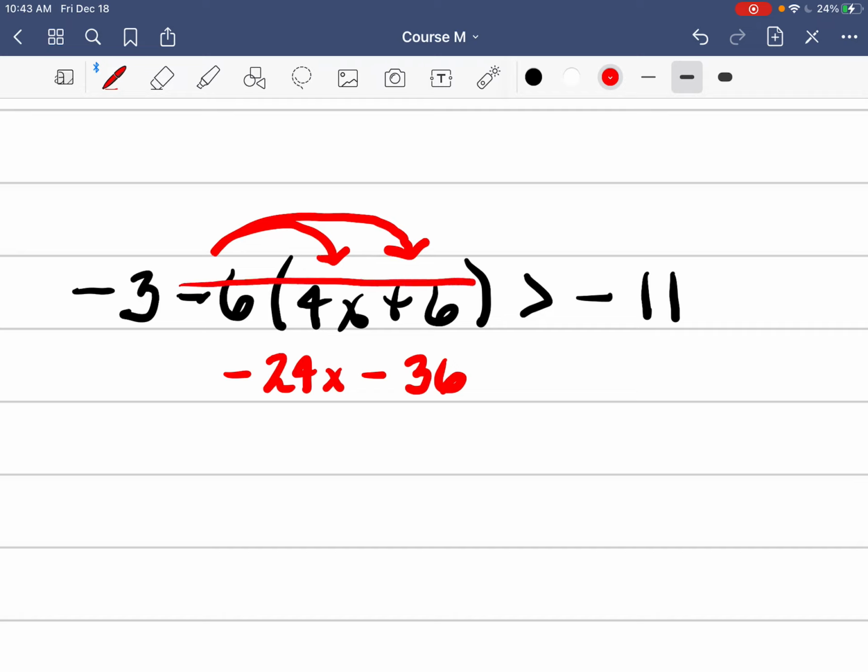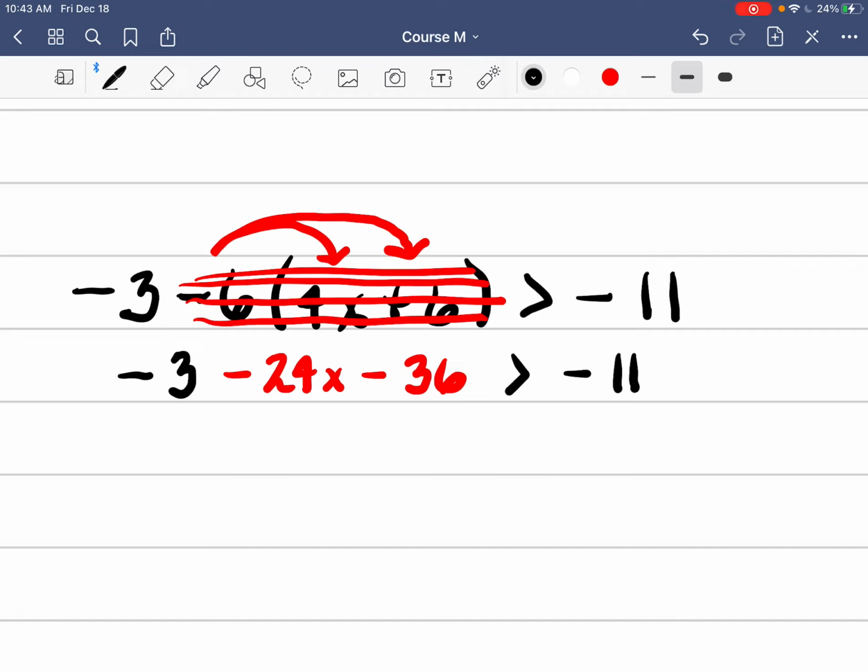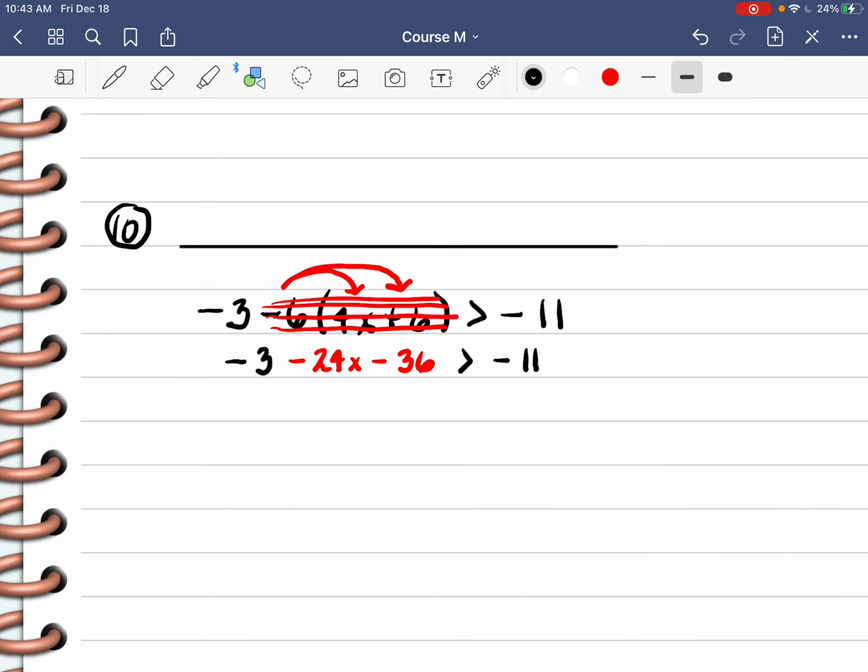And if it helps you guys, go ahead and mark out all of that. Cancel it if it helps you. And then copy the negative 3, the greater than, and the negative 11. So you cancel and then you copy. And now I'm ready to draw the power t. Now that the parentheses are gone, we can draw our power t.